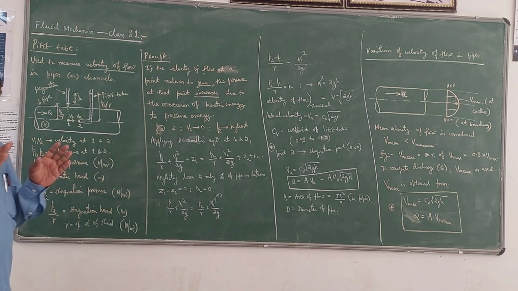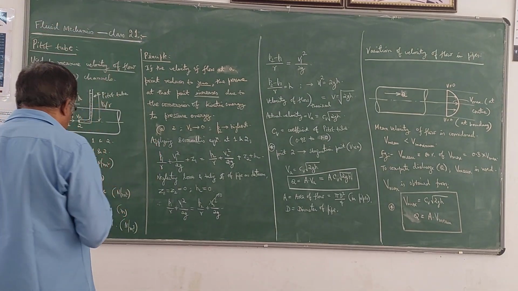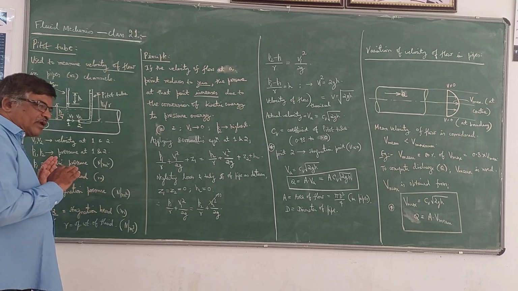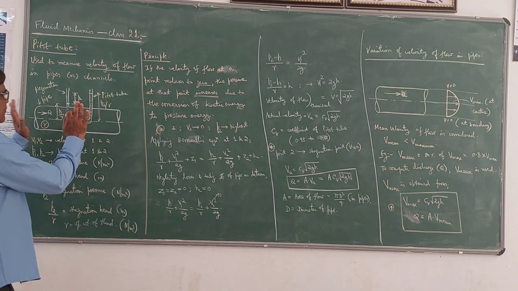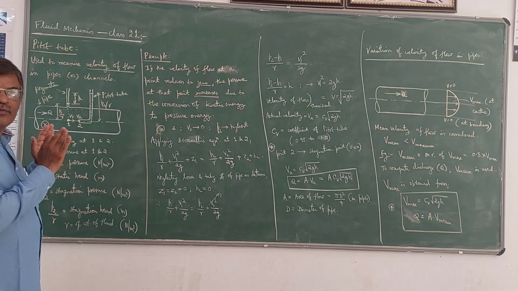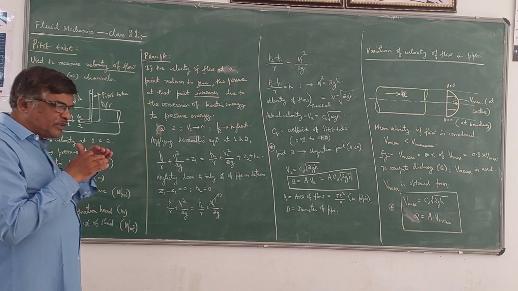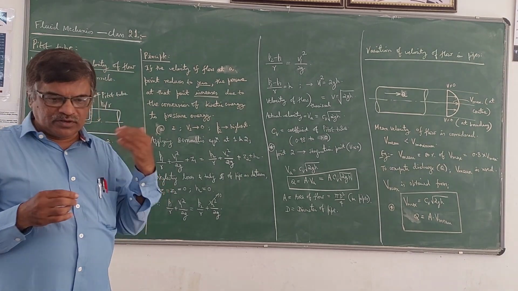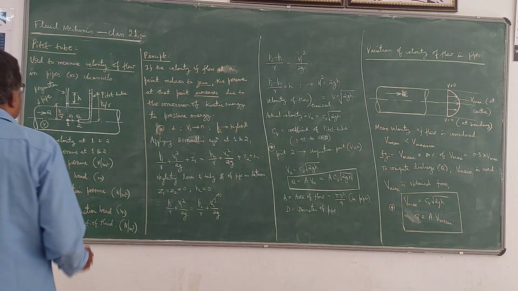So there are 2 points here, 1 and 2. At 1 it is called static pressure, or static head, and at 2 it is called stagnation pressure, or stagnation head. This is how we can explain the principle of the Pitot tube. Now what we have to do is derive the expression for the velocity. Normally it is used to find the velocity of flow. So I want the velocity V1 here.